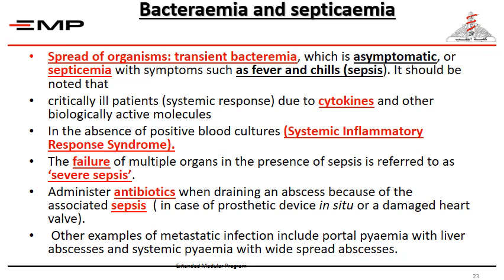Failure of multiple organs in the presence of sepsis is referred to as severe sepsis. It is advisable to administer antibiotics when draining an abscess because of the associated sepsis and the risk of metastatic infection, especially if the patient has a prosthetic device in situ or a damaged heart valve. Other examples of metastatic infections include portal pyemia with liver abscesses and systemic pyemia with widespread abscesses.